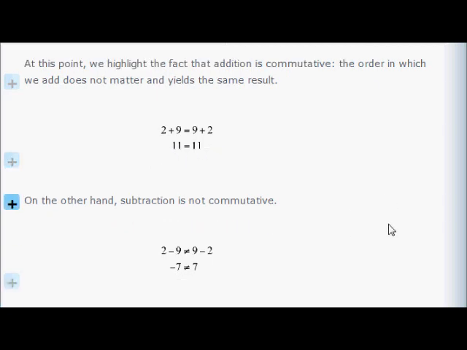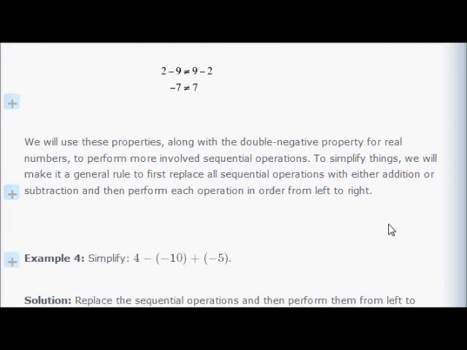So addition is commutative. The order doesn't matter. 2 plus 9 equals 9 plus 2. 2 plus 9 is 11, 9 plus 2 is 11, same thing. But subtraction, you can't do stuff like that. Subtraction is not the same. 2 minus 9 is negative 7. 9 minus 2, here we've switched them around.